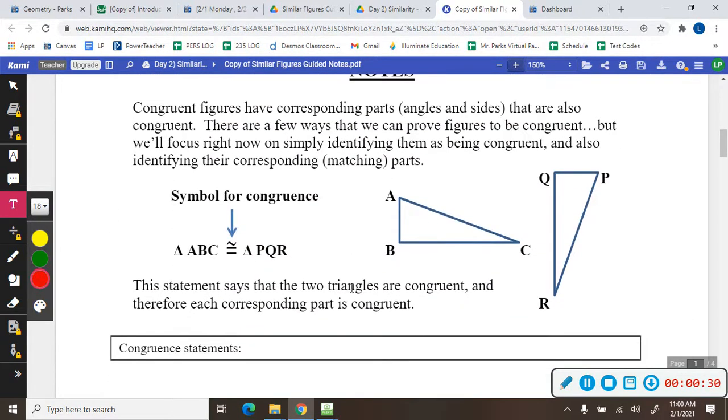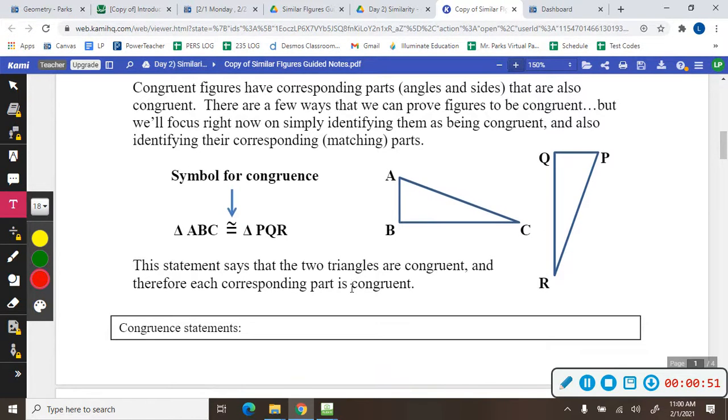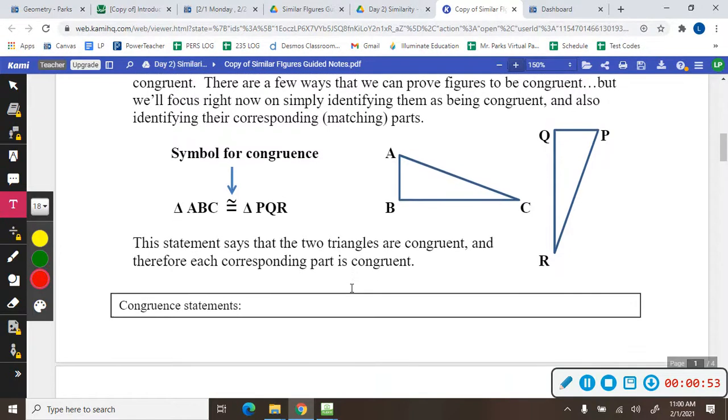Congruent figures have corresponding parts, angles, and sides that are also congruent. There are a few ways we could prove congruency. Remember we did SSS, SAS, ASA, hypotenuse leg. So there are ways to prove that they're congruent. But right now we're just going to focus on which parts are congruent.